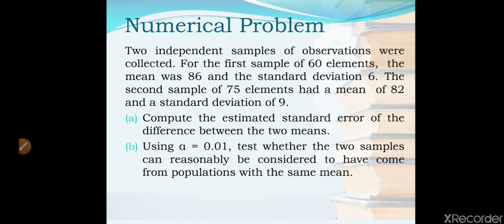Compute the estimated standard error of the difference between the two means, and using alpha equal to 0.01, test whether the two samples can reasonably be considered to have come from populations with the same mean. Again, here we have been provided with the standard deviations of both the samples, the number of samples for both populations, and the mean of both the populations.